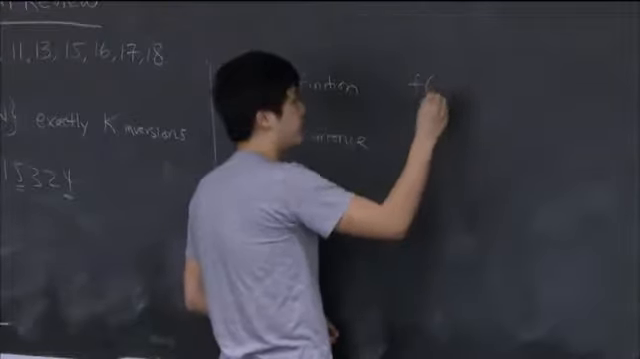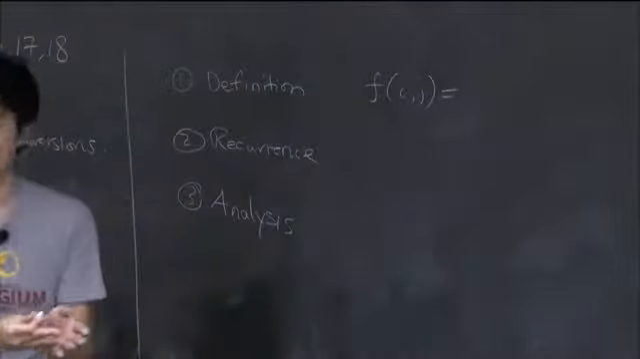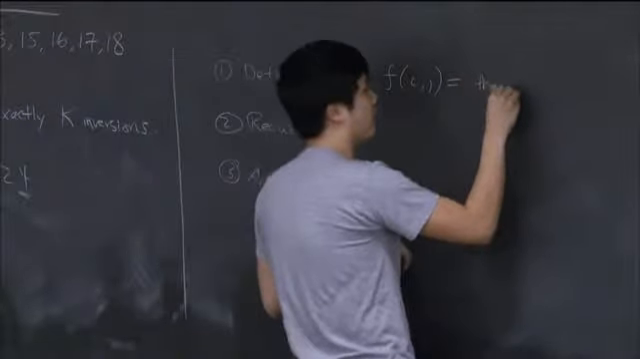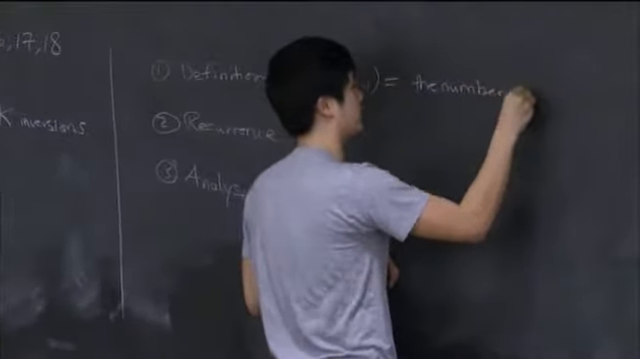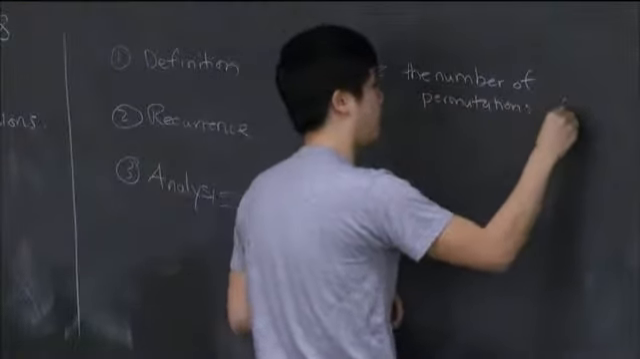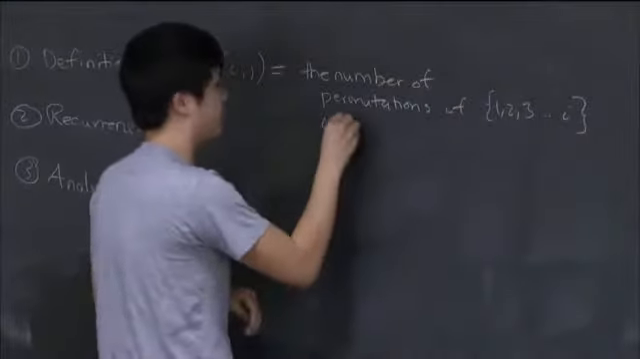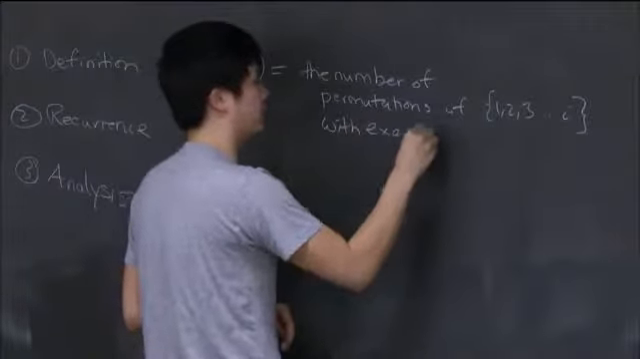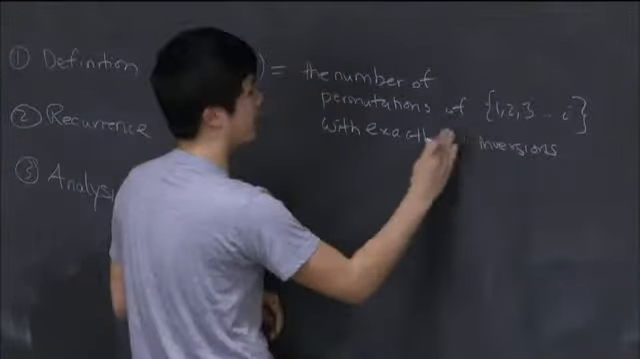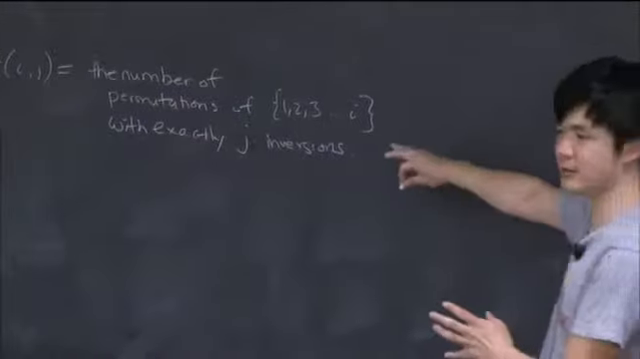So I'll say all recursive functions are going to be f of i, j, and it's going to be defined. It's always really important to define your recursion well. Define it very precisely. So it is the number of permutations of the set 1, 2, 3 through i with exactly j inversions. Oh, sorry, not k, with exactly j inversions.